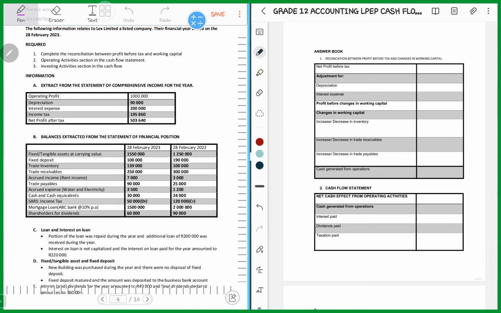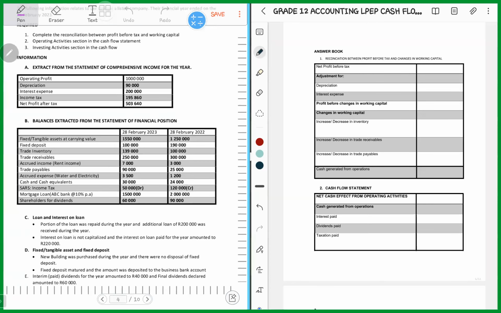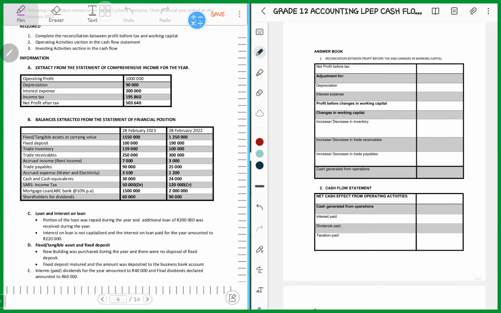Remember, we have 3 activities in our cash flow. We have the operating activity section, we have the investing activity section, and we also have the financing activity section. So here we have an additional one, which is the investing activities. Remember, before you can start writing, go through the information so that you can make sense out of it.